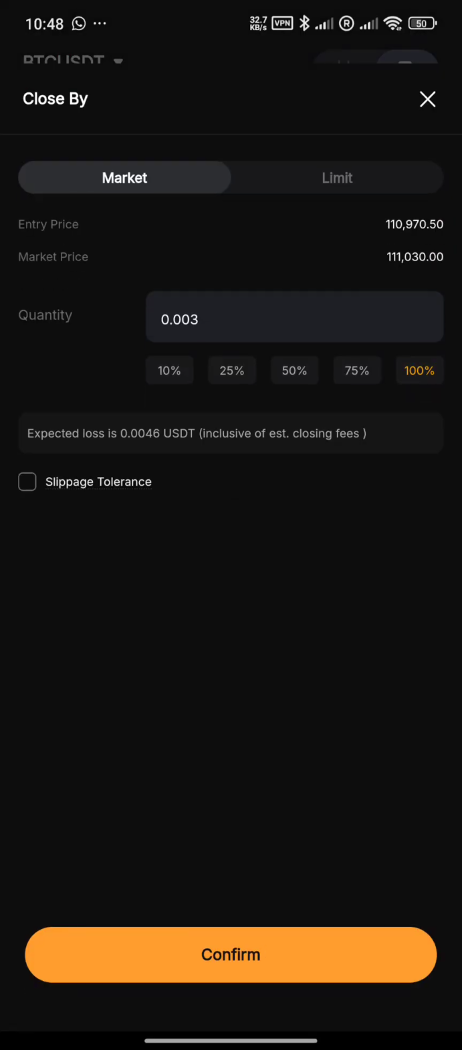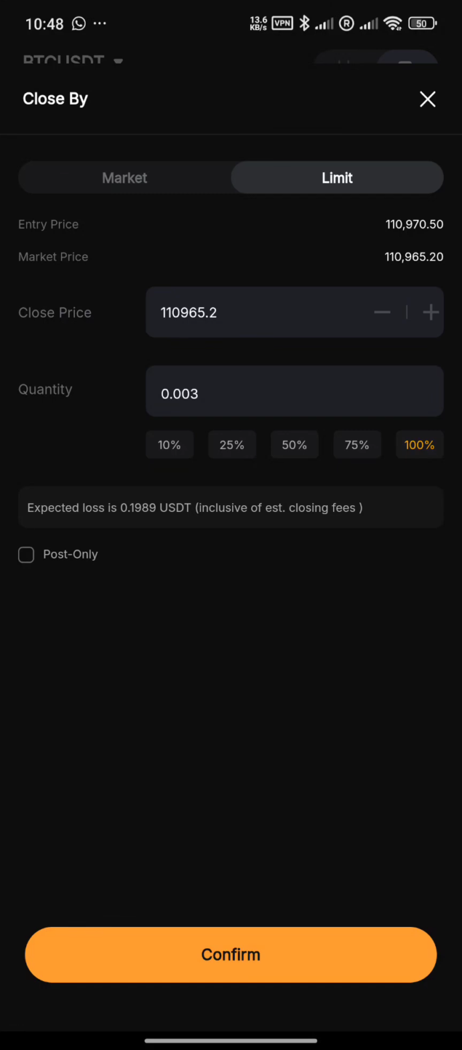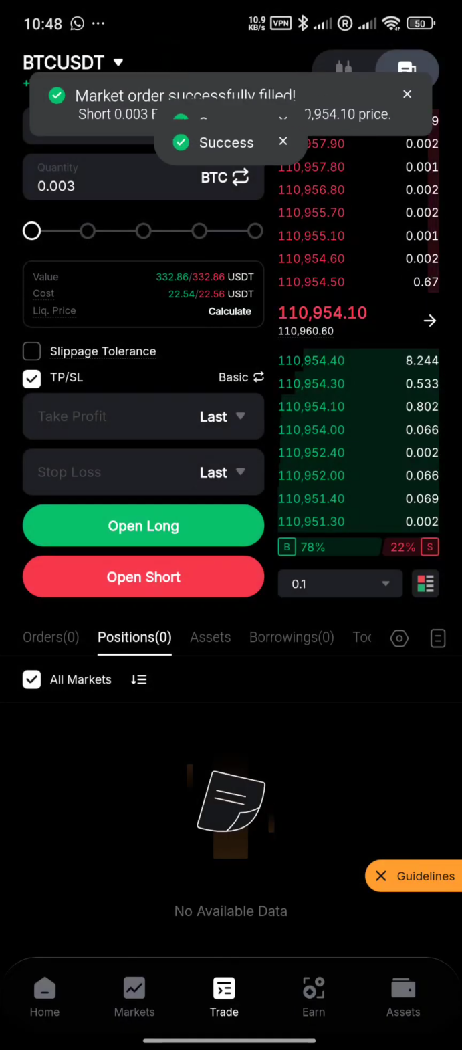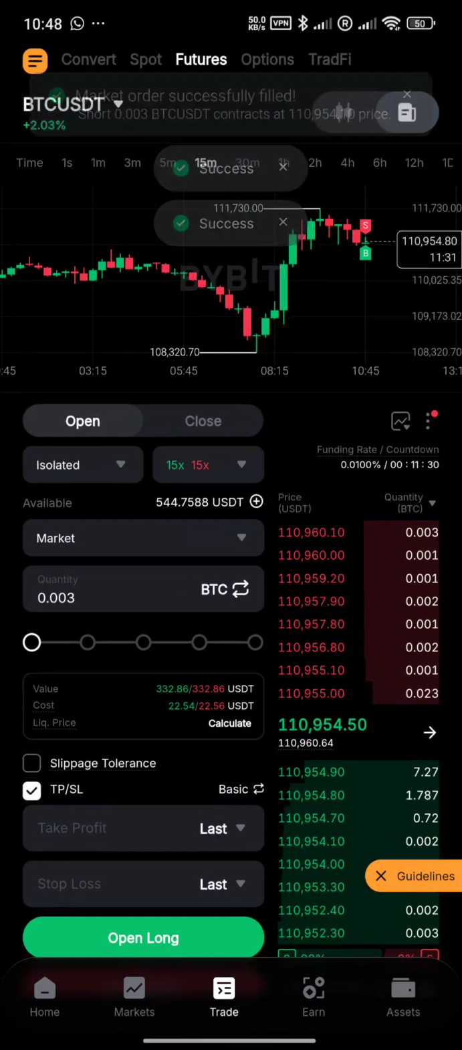Then if you want to close the position instantly, just use close by 100%. And if you want to close partially, you click maybe 50% or 25%. But I'm closing it all with 100%. If you want to set the price for closing, you can put the price there. But if you want to close at market price, just click market, 100%, and close. You can see everything disappeared and everything is sold.